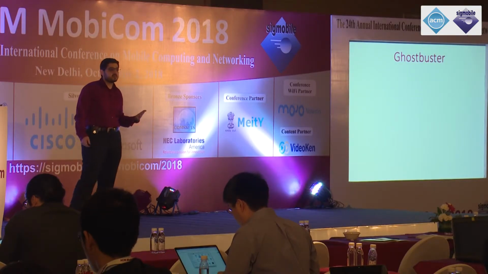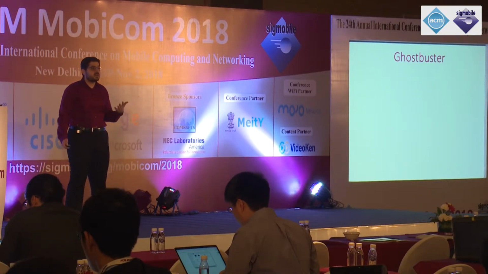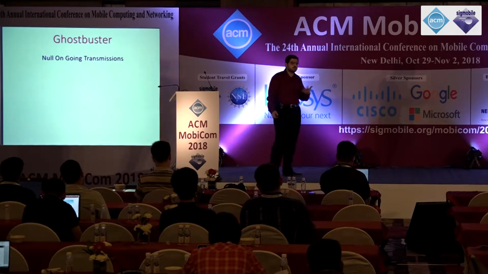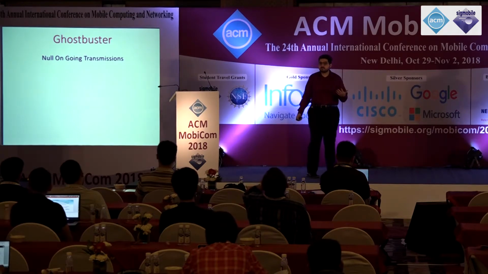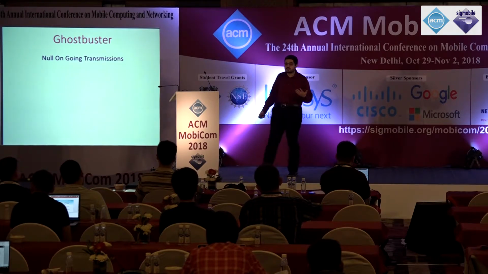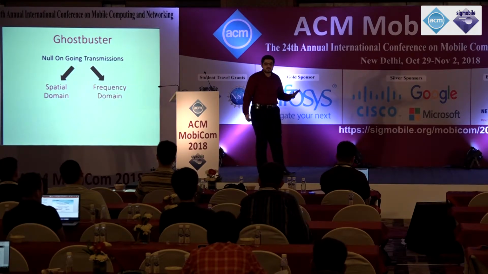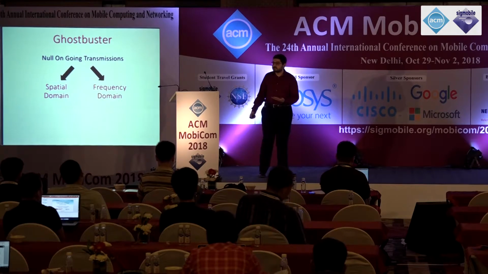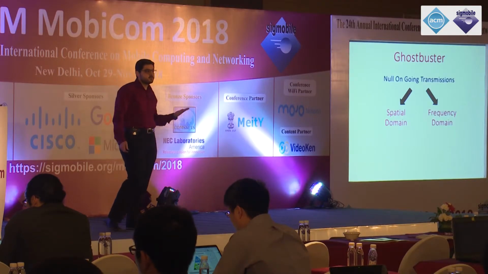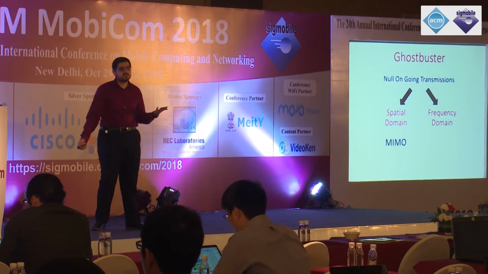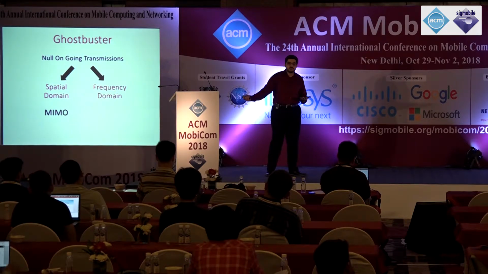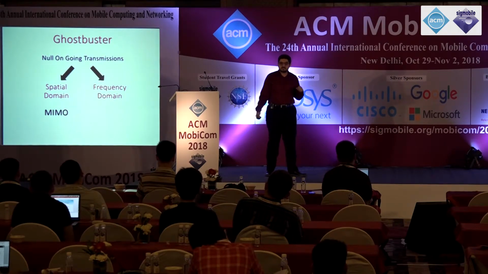And the first step in Ghostbuster is to null or eliminate the ongoing transmissions. So first, I want to remove whatever is being transmitted on the spectrum. And the way it does it is it does this cancellation or nulling in 2 domains, the spatial domain and the frequency domain. How do we do nulling in the spatial domain? We use MIMO, multiple antenna devices. So with MIMO, you can actually separate the leakage from the transmitted signals.